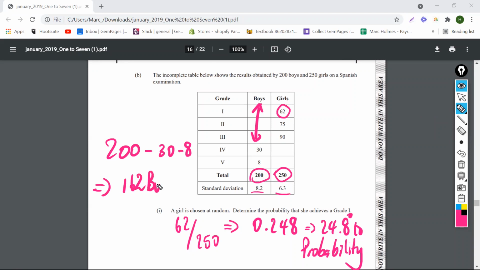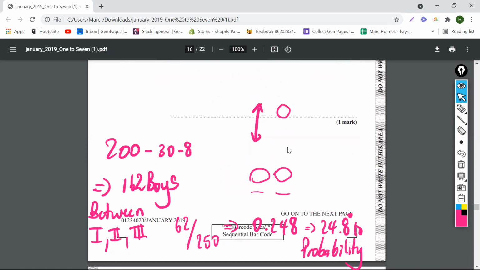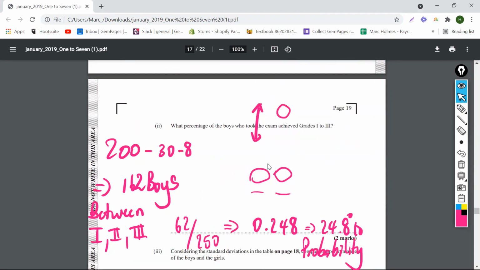162 boys between grade 1, 2, and 3. So that makes sense. This is kind of simple, not too bad. It's just like a pattern, guys. You just need to say, oh, common sense, right? This is a common sense question still. So yeah, common sense from the table says 162 boys got 1, 2, or 3s.